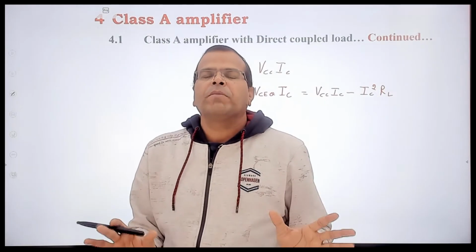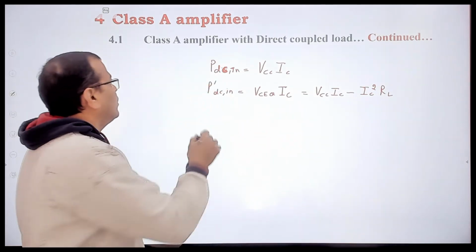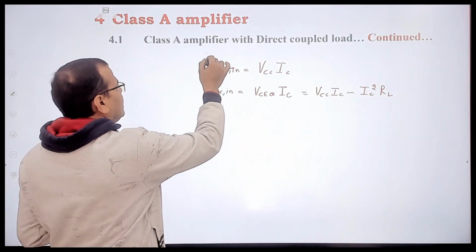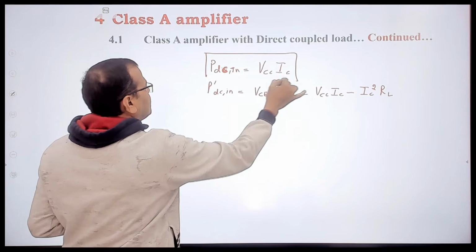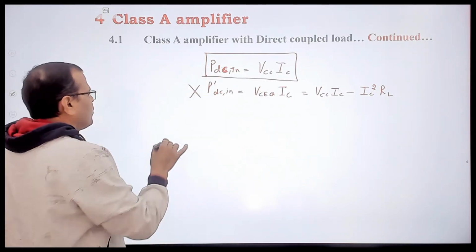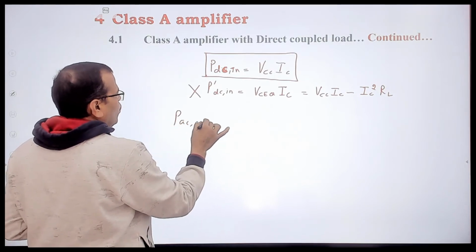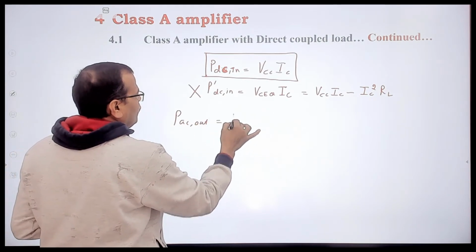So that is the effective DC power fed to the BJT. But we are not concerned about that. We are concerned about the conversion efficiency. So for conversion efficiency, we will be taking this expression rather than this. Now let us see the AC power output.